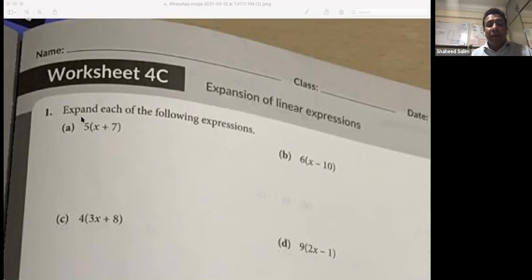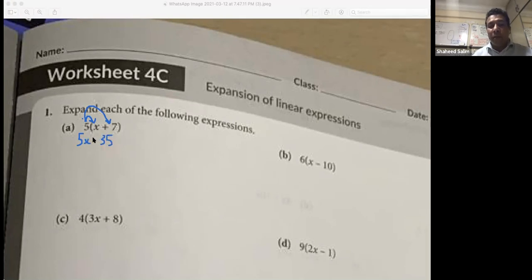Okay. Down here, Raihana, this is especially for you because the rest understand. When you see a number touching the bracket like that, it means times. So you times the 5 by x, but you must also times the 5 by 7. So 5 times x is 5x, and then 5 times 7 is 35. Don't worry about the sign yet.